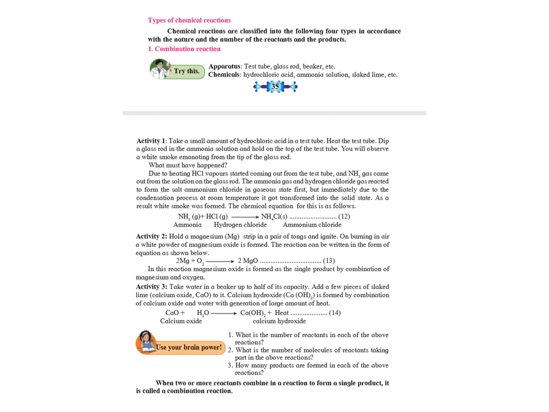If you look at the examples given, equation number 12. Ammonia reacts with hydrogen chloride to form ammonium chloride. It's like one reactant, that is ammonia, the second reactant hydrogen chloride, both of them combine to form one product, ammonium chloride. Another example given over here is that of magnesium oxide. Look at the equation number 13. Magnesium reacts with oxygen to form magnesium oxide.